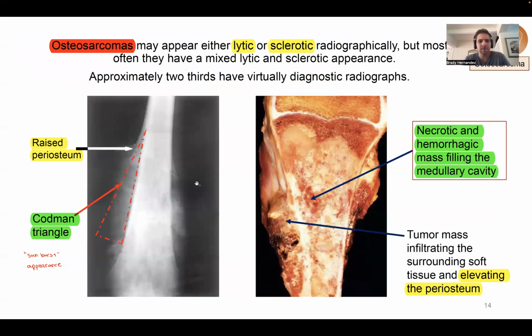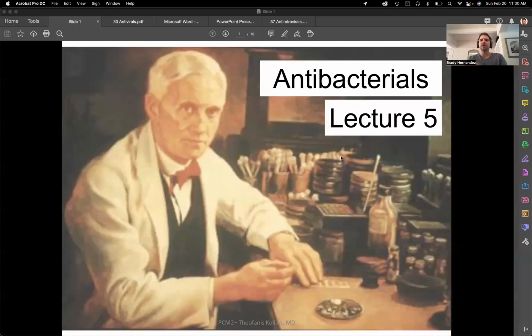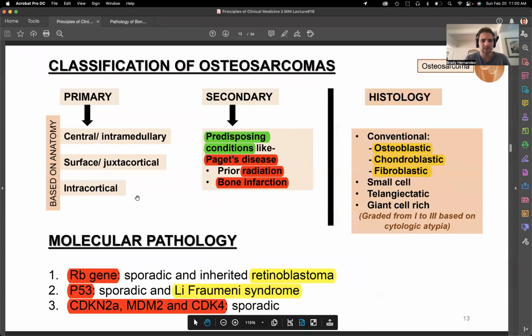Make sure I didn't skip anything. But yeah, you can see this Codman's triangle, right? That's this increased angle here. That's very classic for it. Lytic lesions, meaning it's pulling it off the bone, right? Let's make sure I didn't miss anything.